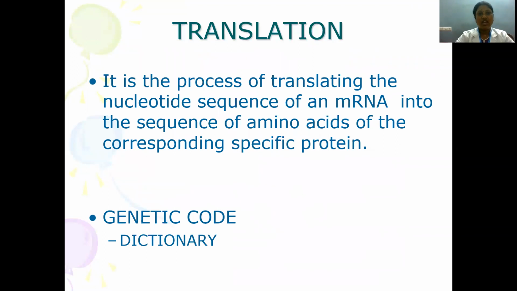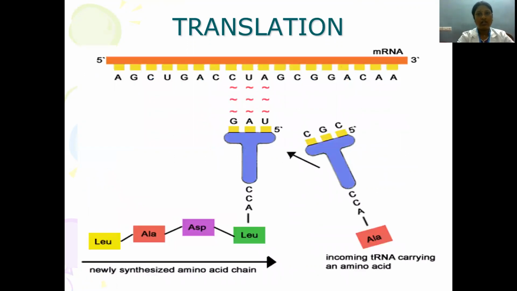So what is translation? It is the process of translating the nucleotide sequence of an mRNA or messenger RNA into the sequence of amino acids of the corresponding specific protein. The information which aids in translation is the genetic code. Here you can see the messenger RNA which is running in 5 prime to 3 prime direction. So many nucleotide bases are attached. A stands for adenine, G guanine, cytosine, and uracil. Instead of uracil in DNA, you have thymine. That has been replaced by uracil in RNA.